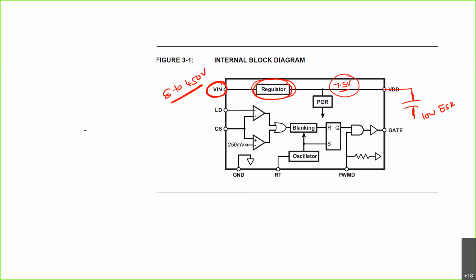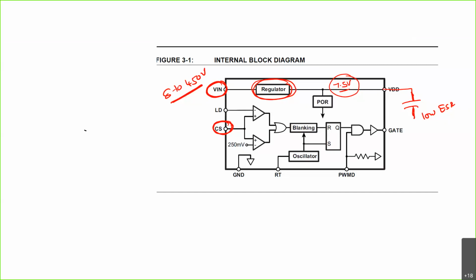Now come to the current sense pin. What is the use of this current sense pin? It continuously monitors the current flowing through the LED. Once it exceeds the value, the MOSFET, or the switch, will be operated, and the current inside the LED will be controlled. So it is used to limit the current.